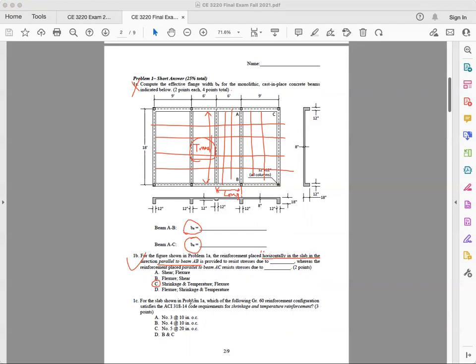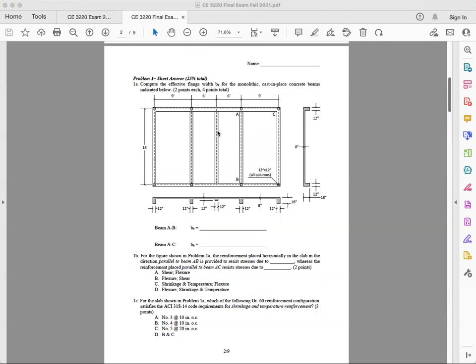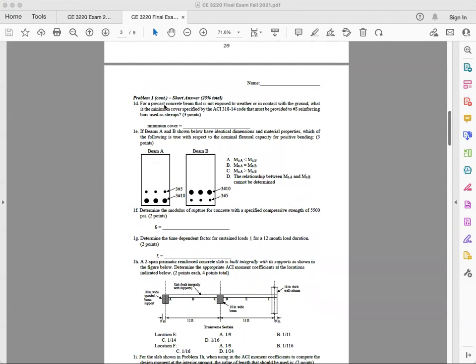Now, for the slab shown in problem 1A, which of the following grade 60 reinforcement configurations satisfies the ACI code requirement for shrinkage and temperature reinforcement? Okay, so basically it's asking you to design for the transverse direction and pick out a reinforcement. So this one will be on the exam, okay? All right, so moving on, let's go back to here. For a precast concrete beam that is not exposed to weather or in contact with ground, this is asking the minimum cover, and this one we covered in the first exam, so we'll not ask you this. Now this is flexure, we've done this before, so no more, okay?